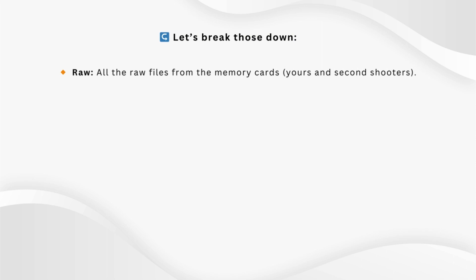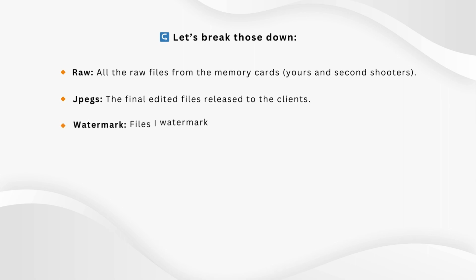The raw files, it's pretty much self-explanatory. This is every single raw file from my memory cards, including my second shooter's memory cards. All the raw files go into that folder. Once I cull and edit everything and I have the final images ready to be shared with the clients, those final images go into the JPEGs folder.